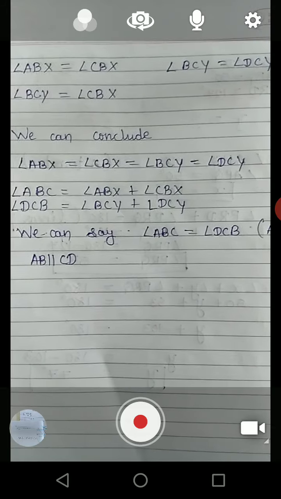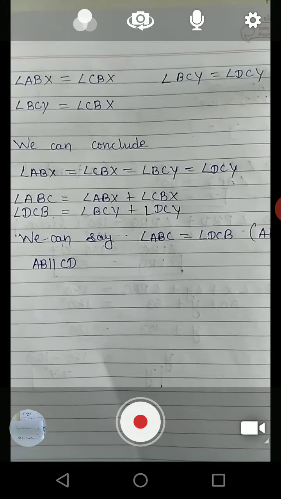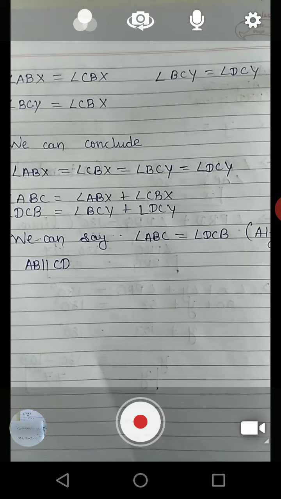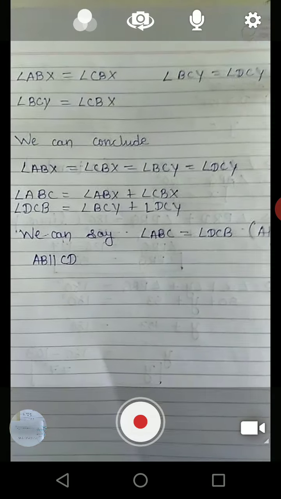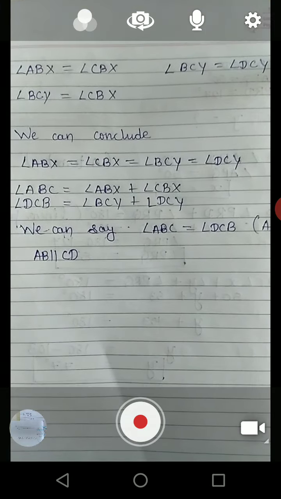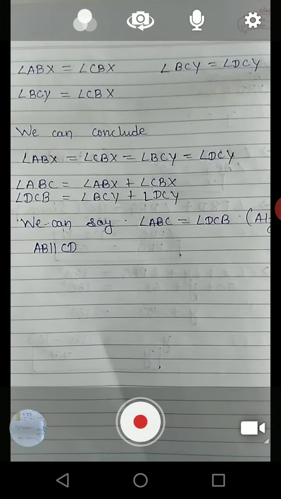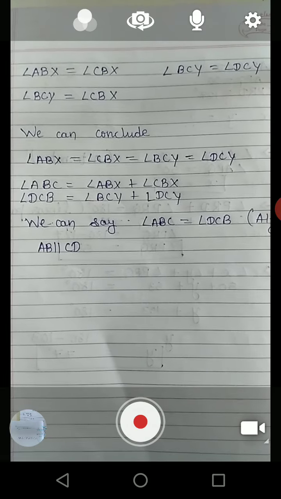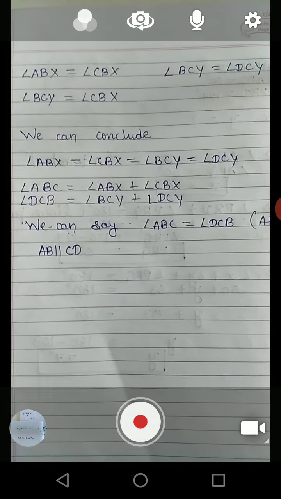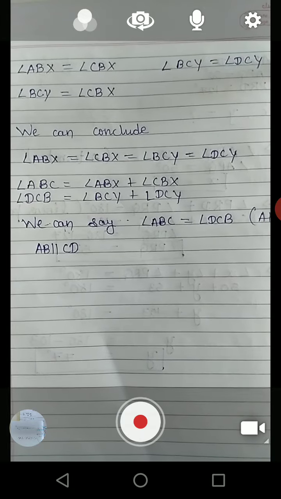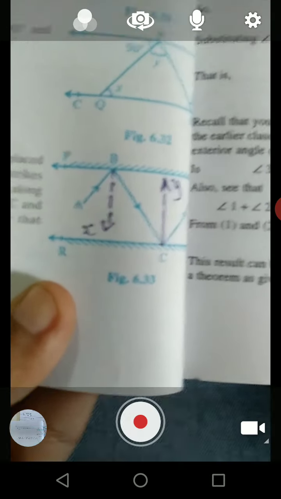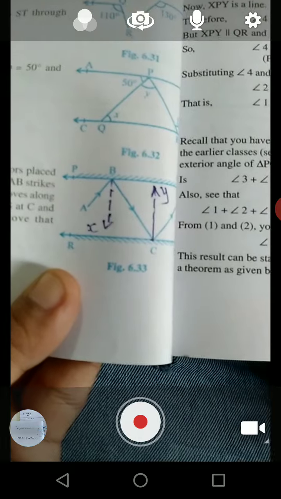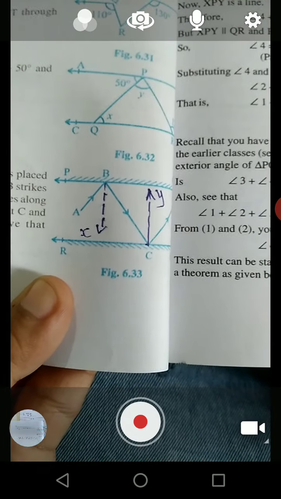You can verify all these things from the figure because these are the same angles and they are the bisectors of each other. So we can conclude that ABX is equal to CBX is equal to BCY is equal to DCY. All are the same. So from this figure we can say that ABC is made of ABX and CBX, because here in the figure we conclude that X is the bisector of ABC.